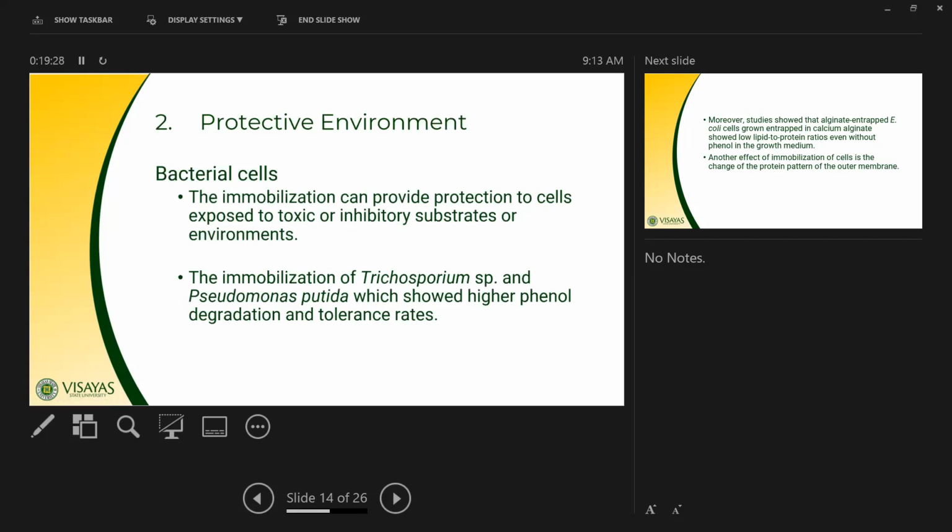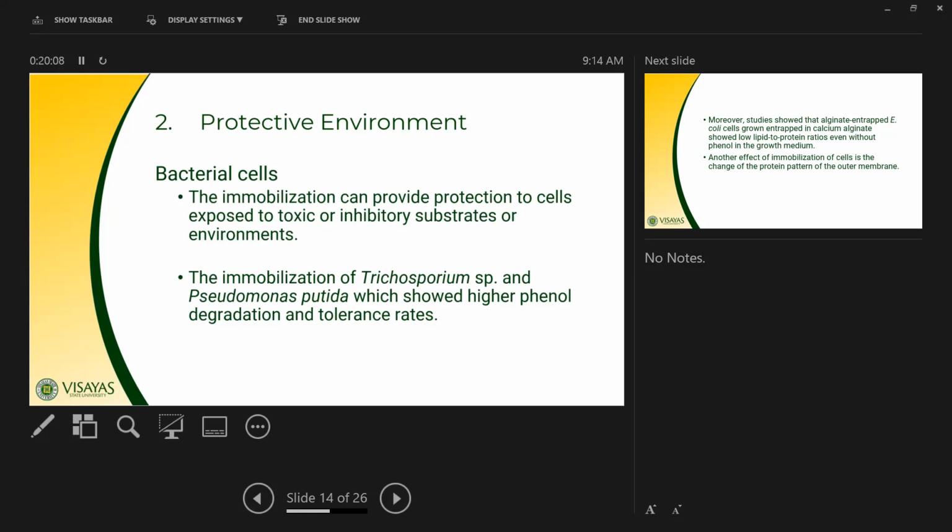In bacterial cells, immobilization can provide protection to cells exposed to toxic or inhibitory substrates or environment. So that's one of the advantages of immobilization, because it provides a barrier so the cells will not be heavily exposed to toxic substances, like secondary metabolites that are already toxic. So they will not be lysed, right? Because of the protected environment.